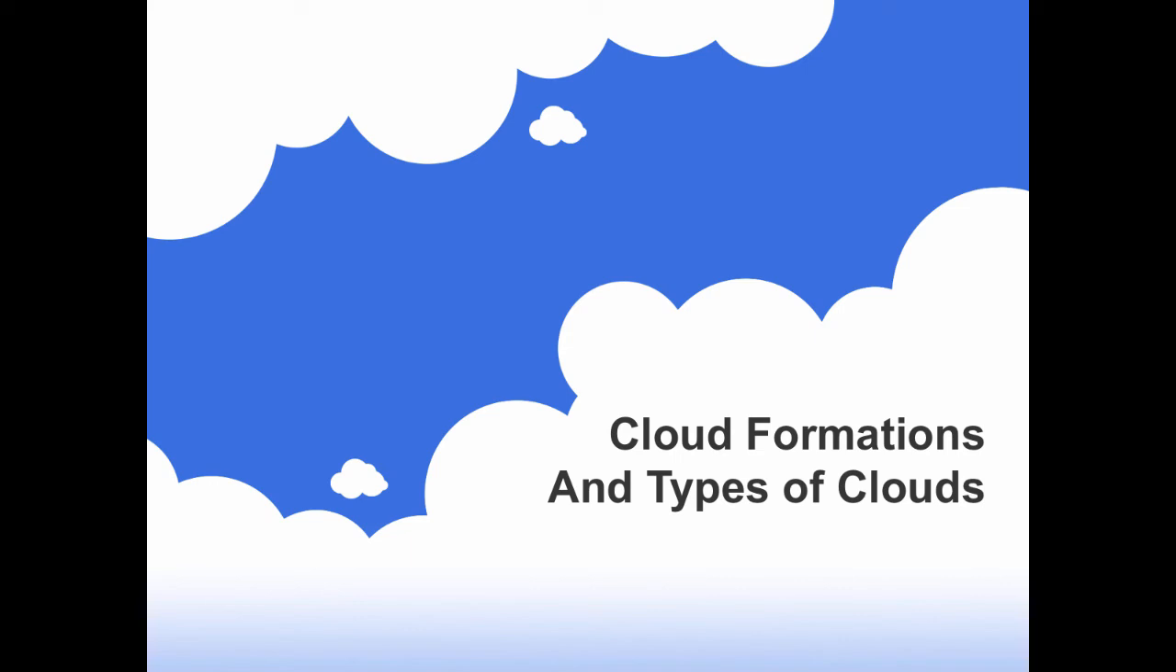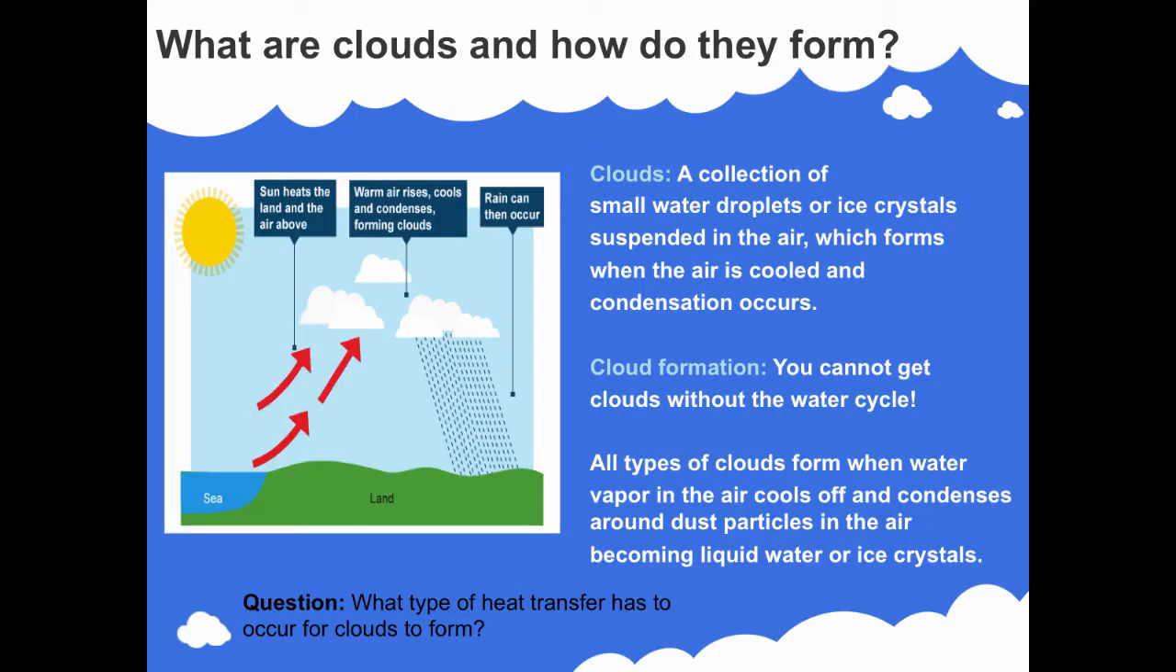Alright guys, so today we're going to talk about cloud formations and the different types of clouds and how we can identify them. So before we can do any of that, we need to discuss what clouds are and how they form. So a cloud is basically just water droplets or water vapor that has cooled as it rises in the atmosphere, because we know the higher in the atmosphere you go, the cooler the atmosphere is.